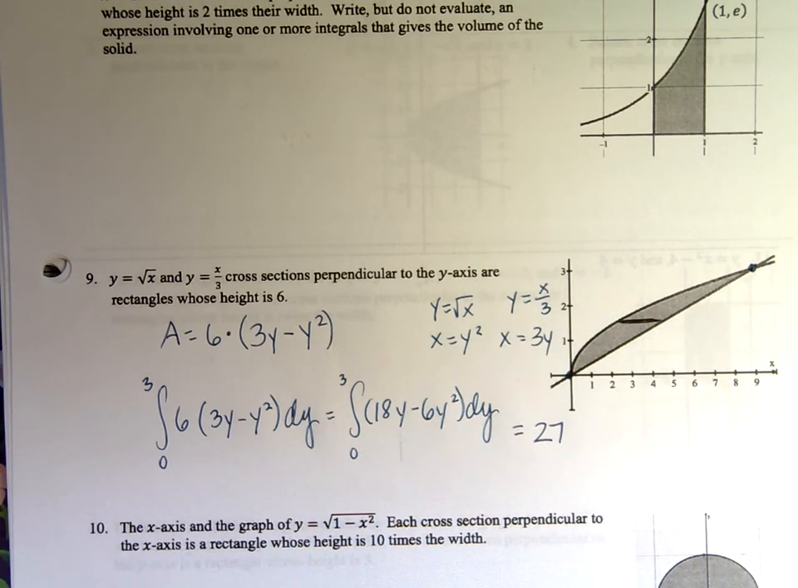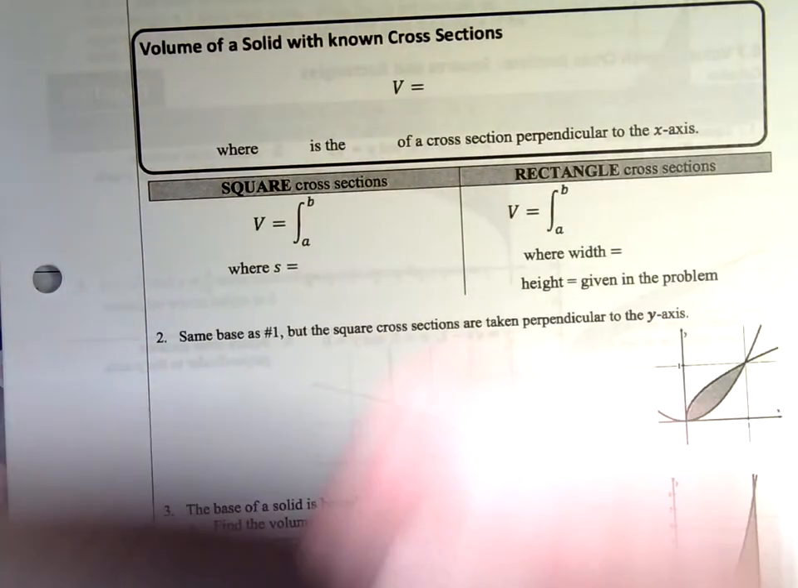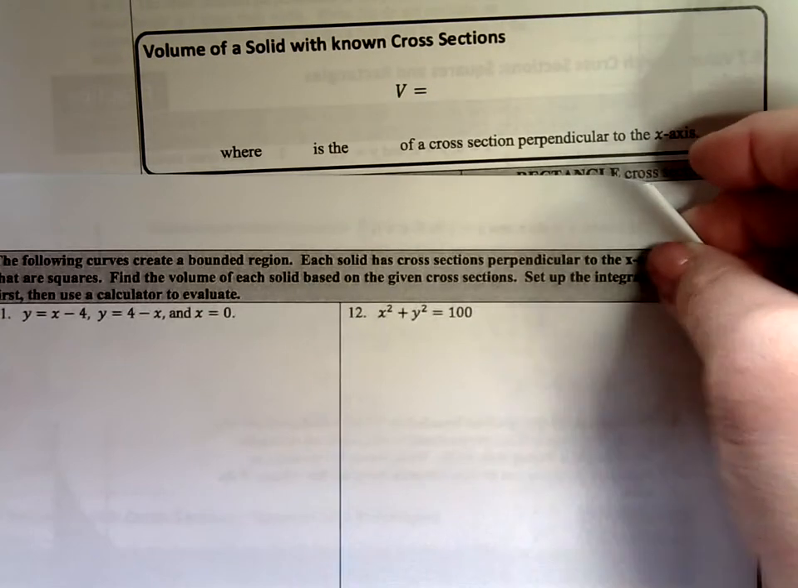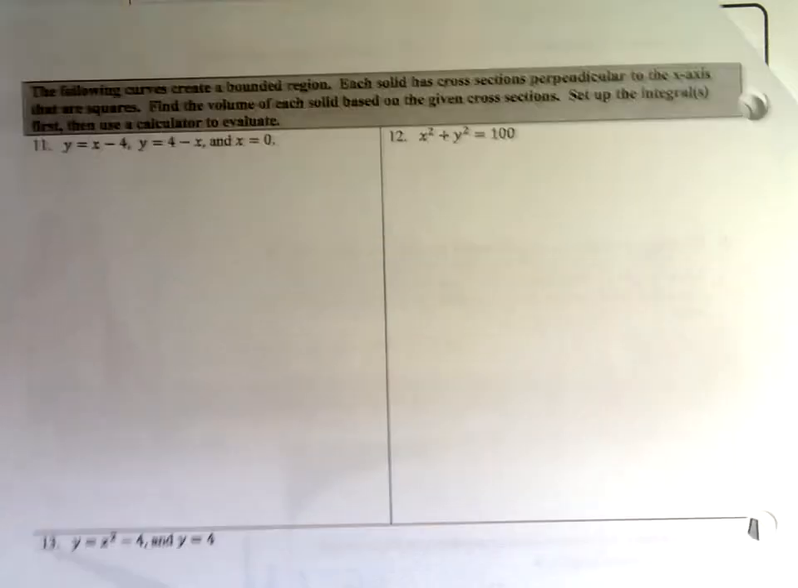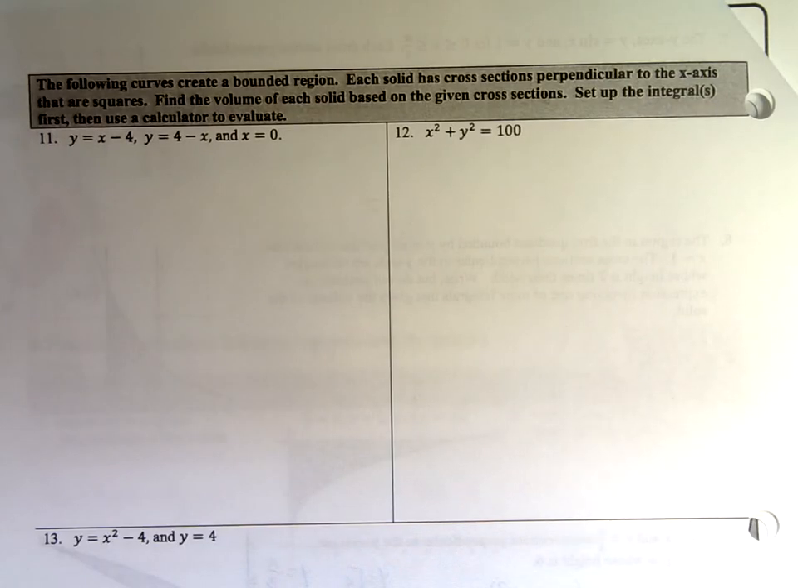All right, here comes the last one. Let's do number 12. The following curves create a bounded region. Each solid has cross sections perpendicular to the x-axis that are squares. Find the volume of each solid based on the given cross sections. Set up the integrals first and then use a calculator to evaluate.